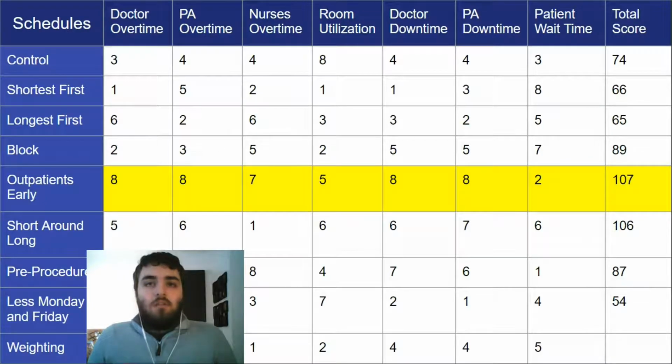After creating our simulation in Simio, we ran experiments 100 times. With these results, we ranked the average values from 8 to 1, with 8 being the best. We then created a weighted criteria matrix that you can see here. Our weighting consisted of giving overtime a 1, utilization a 2, downtime a 4, and wait time a 5. After calculating these values, scheduling outpatients early was the best, closely followed by scheduling short procedures around long procedures.